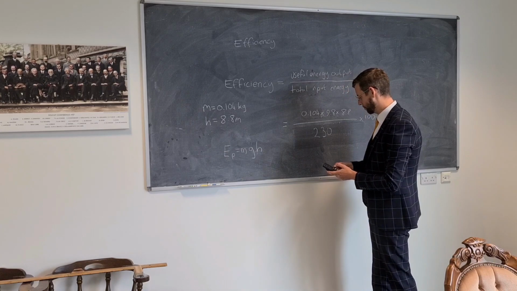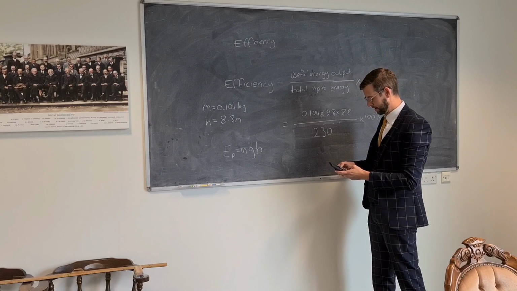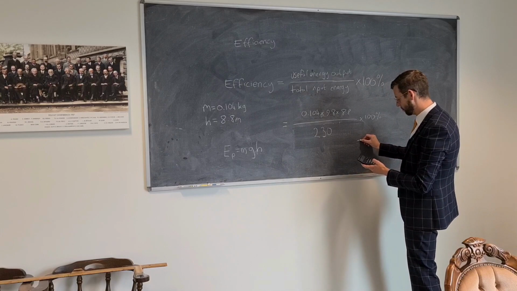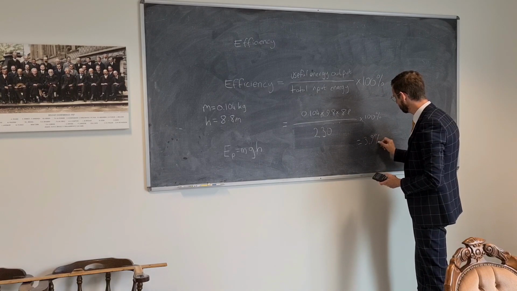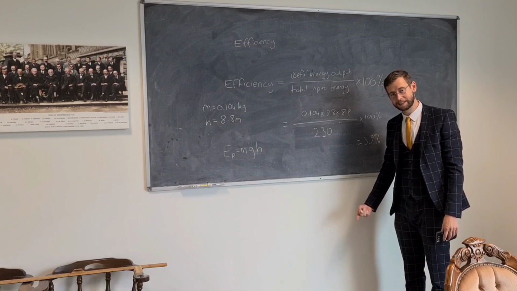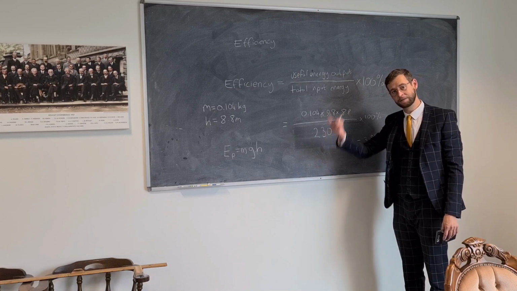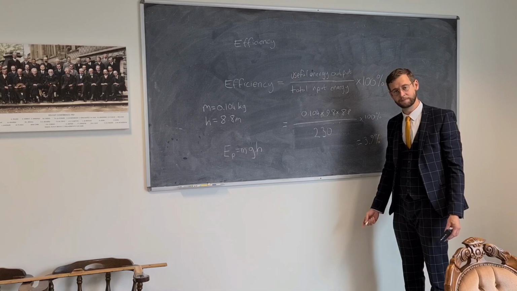If I divide 8.96 joules by 230, and then times 100, my motor is only equal to 3.9% efficient. Only 3.9% of the energy that the motor had turned into the storing of gravitational potential energy by Rapunzel.